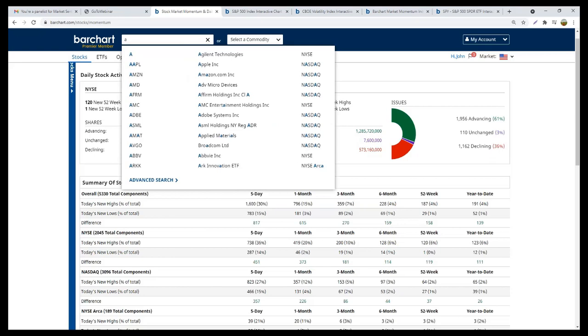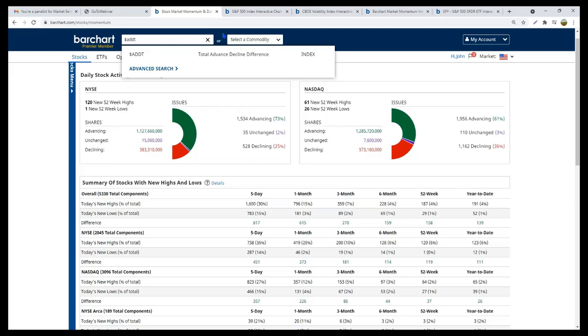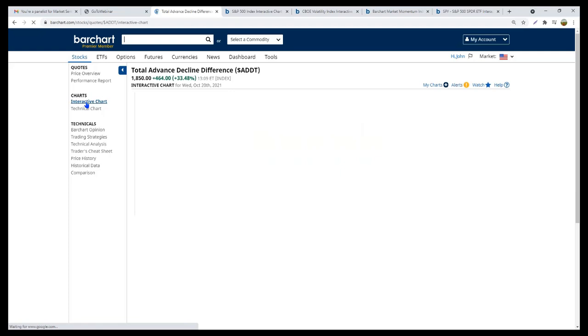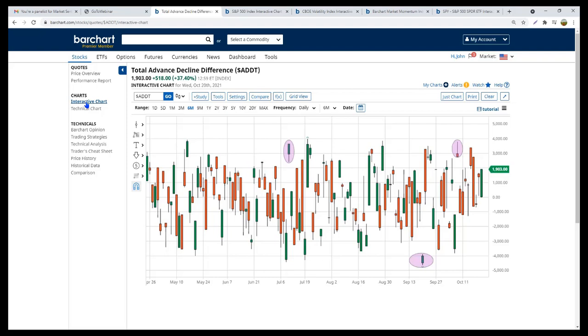And so let's look at this one. This is the total advance and decline differences. And I'm going to go to an interactive chart here. And this is all of our stocks. What we're going to look at is the difference in positive price movements versus negative price movements. And you can see this is kind of a mishmash, but we'll look at how to decipher this type of chart in a few minutes.